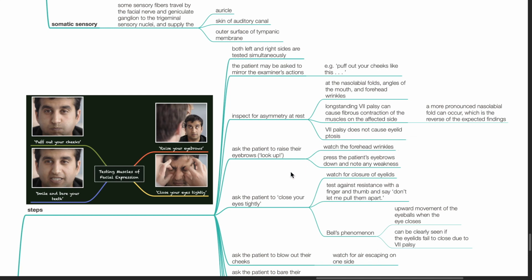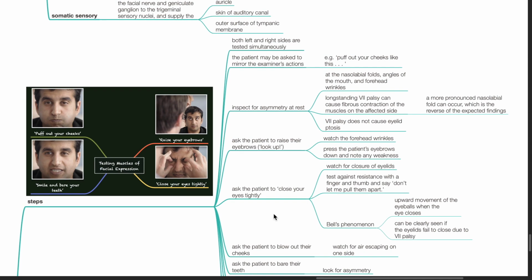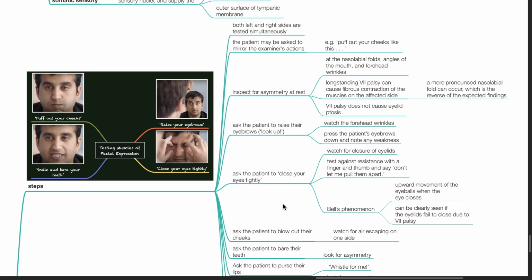Then ask the patient to raise their eyebrows. Watch the forehead wrinkles. Press the patient's eyebrows down and note any weakness. Ask the patient to close their eyes tightly. Watch for closure of eyelids. Test against resistance with a finger and thumb and say, "Don't let me pull them apart." Bell's phenomenon. This refers to upward movement of the eyeballs when the eye closes. This can be clearly seen if the eyelid failed to close due to cranial nerve 7 palsy.